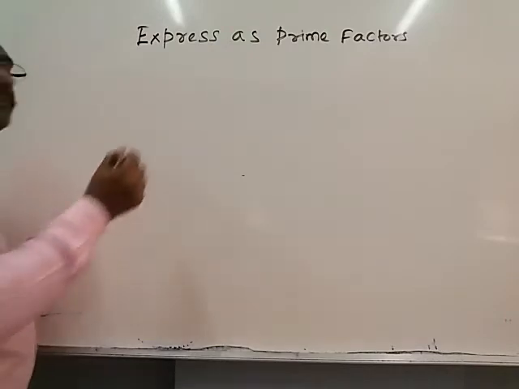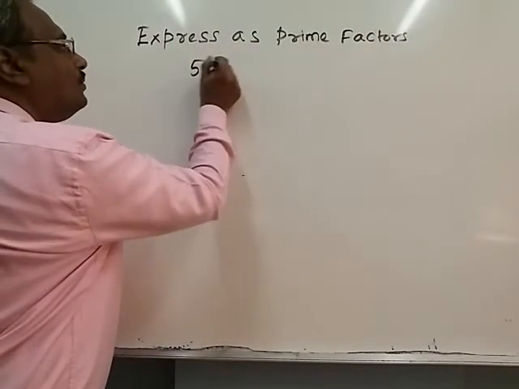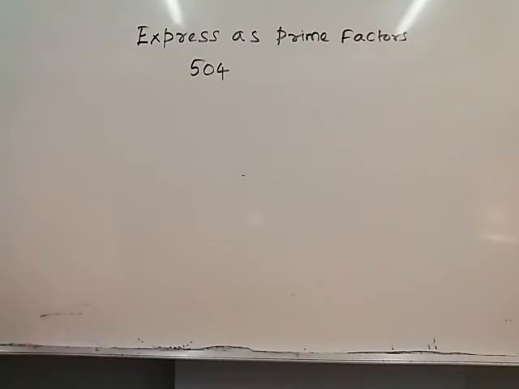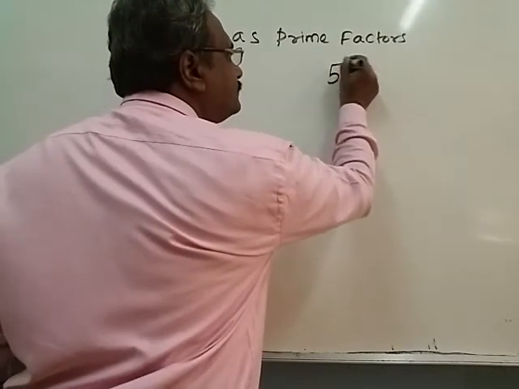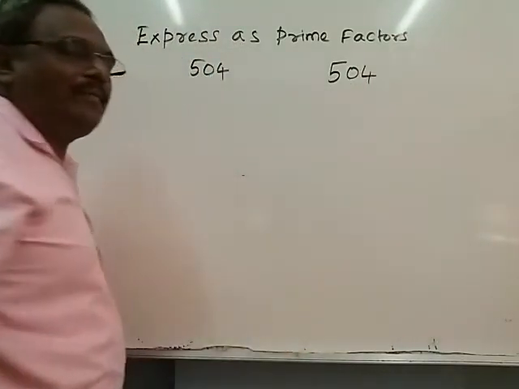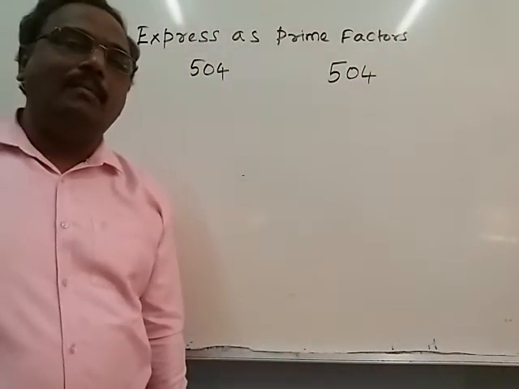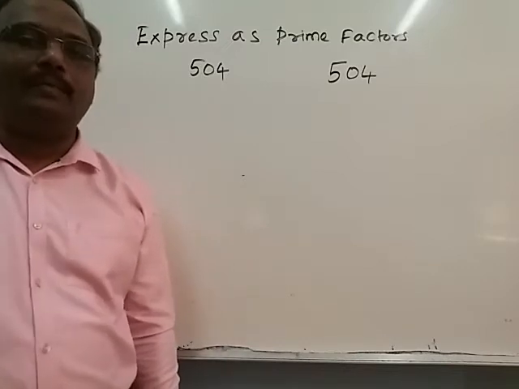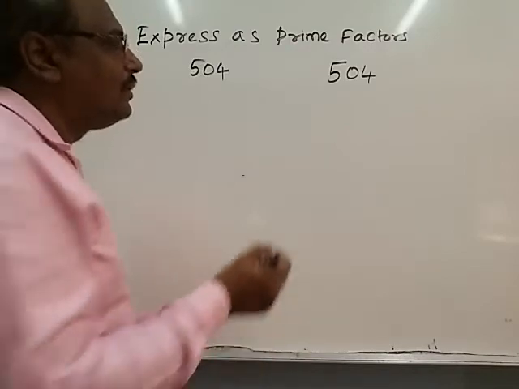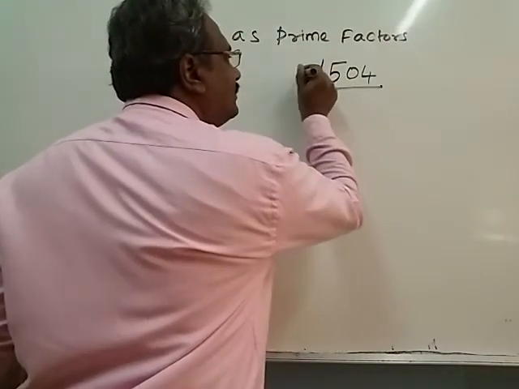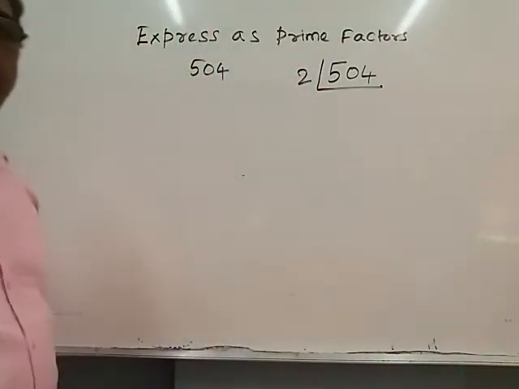I am going to take the number 504. I am going to divide this number by the least prime number. What is the least prime number? We know that very well. The least prime number is 2. So I am going to divide the number by 2.